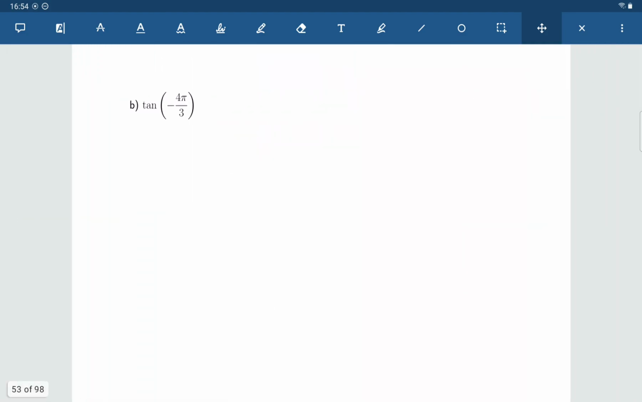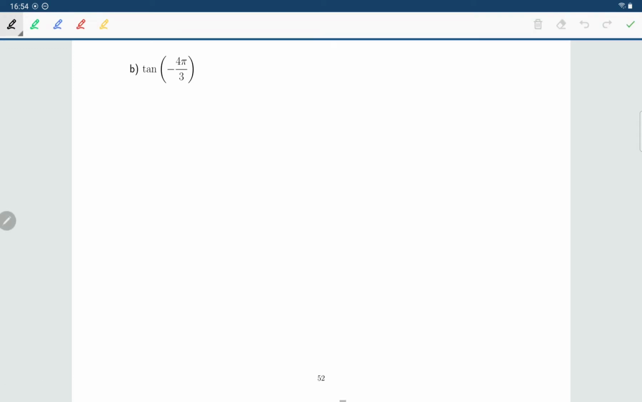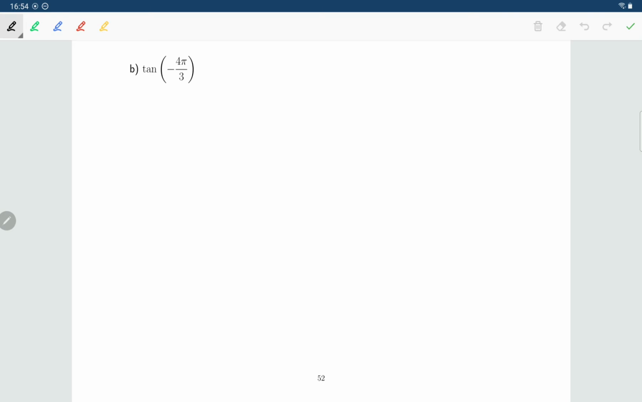And let's do another one here. We're looking for tangent of negative 4 pi over 3. I'm going to do two things here. First, I'm going to use the fact that we have tangent as an odd function. So tangent of negative 4 pi over 3, that's the same thing as negative of tangent of 4 pi over 3. I'm also going to use the fact that tangent has a period of pi.